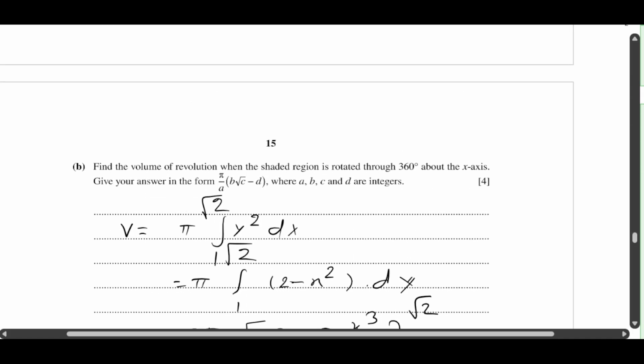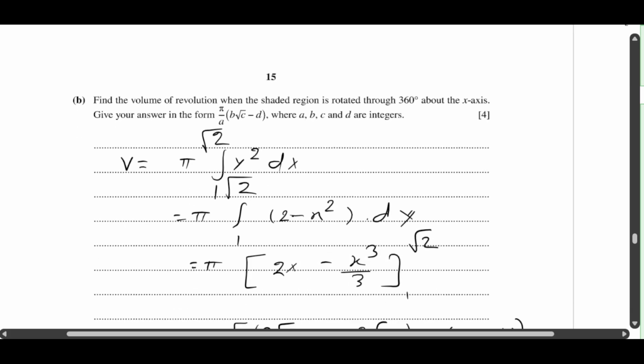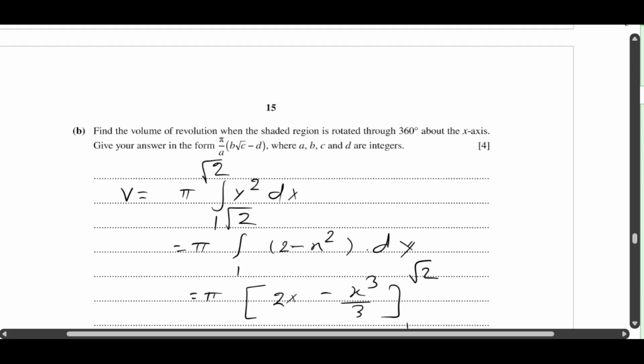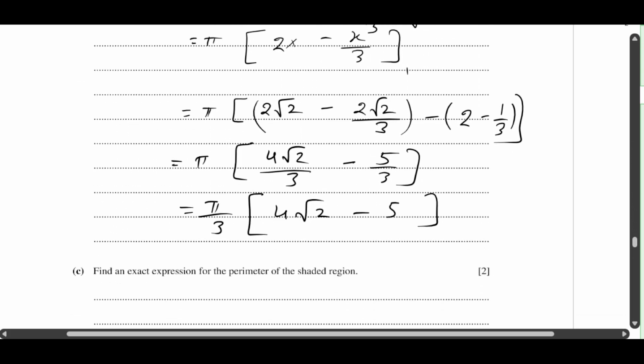Okay, so we have to express as pi divided by a. So this is pi divided by 3, then b root c, that is 4 root 2, minus 5. Where a, b, c, d are integers. So pi divided by a, pi divided by 3, 4 root 2 minus 5.